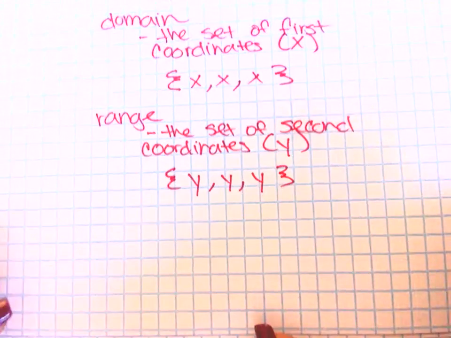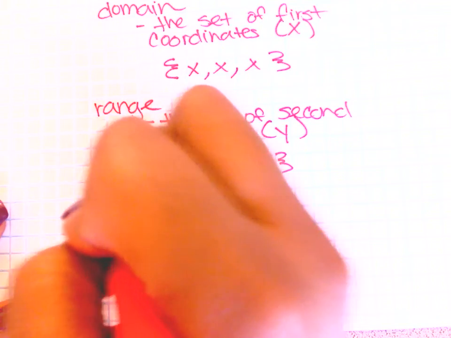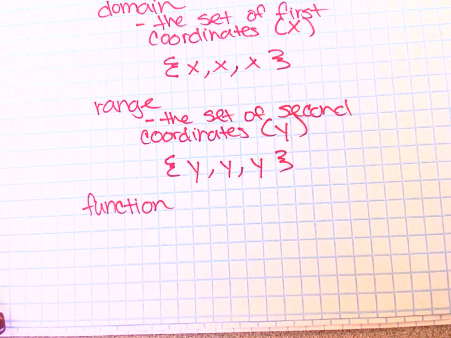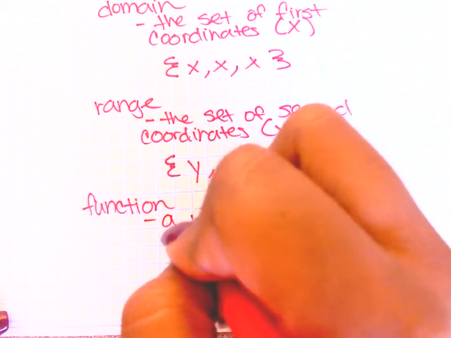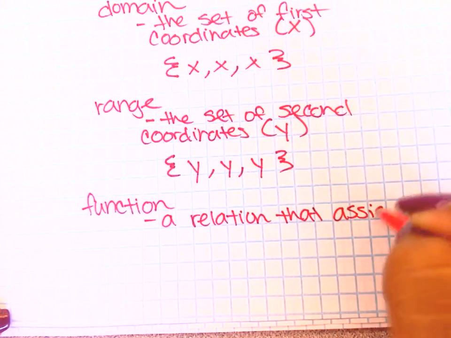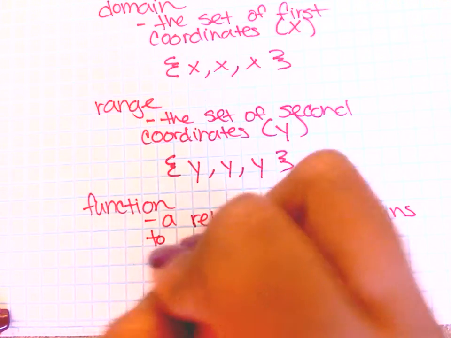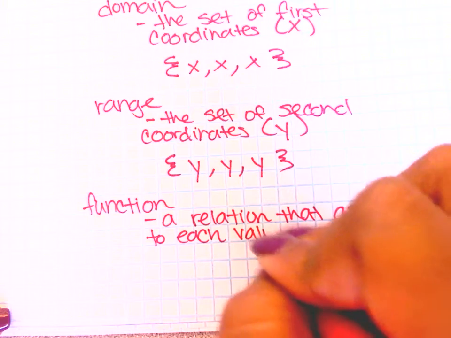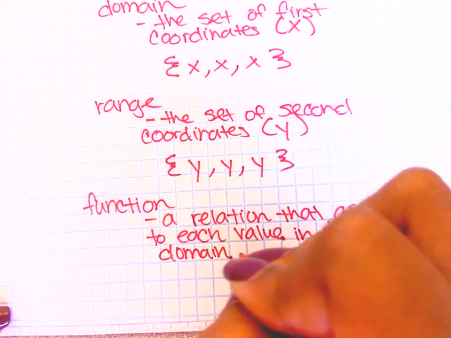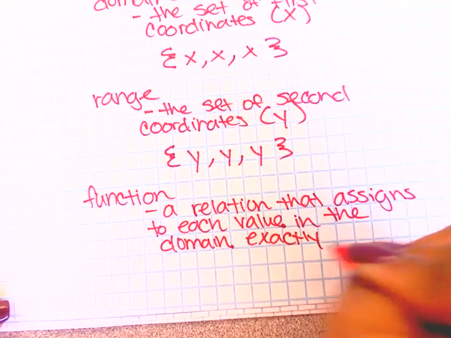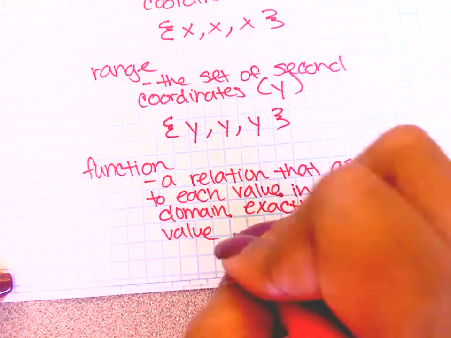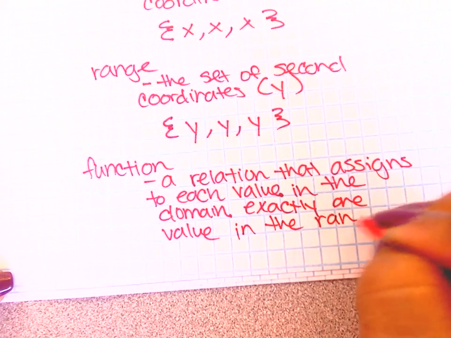We have two more words. Function. Because you're going to have to determine whether it is a function or not. Your answer would be yes, function, or no, not a function. So a function is a relation that assigns to each value in the domain exactly one value in the range.